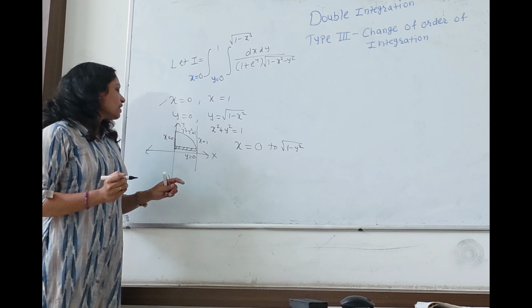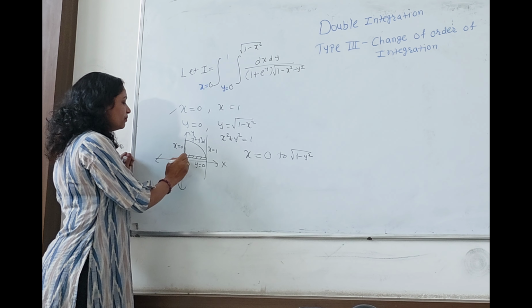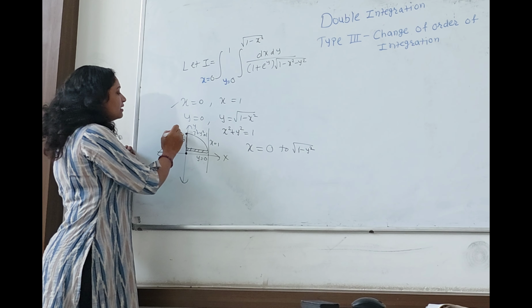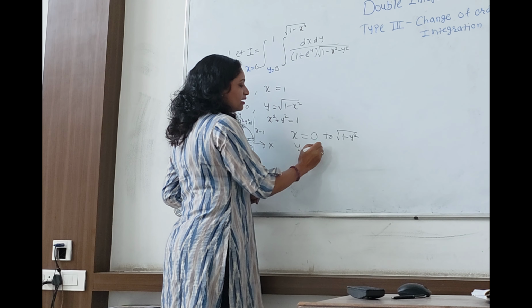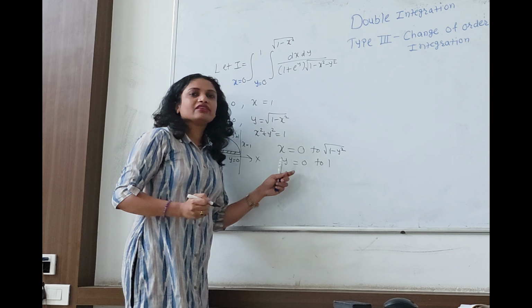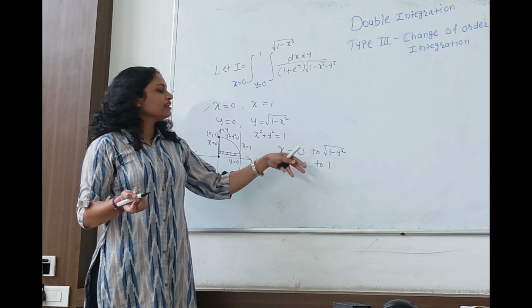Now, what about y-axis? On y-axis, this curve varies from 0 to what? Yes, 0 to 1 as radius of circle is 1. So in this way, we have changed the order of integration. So let's solve the integration further.